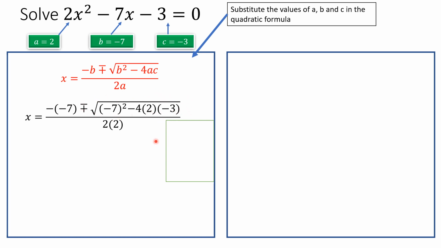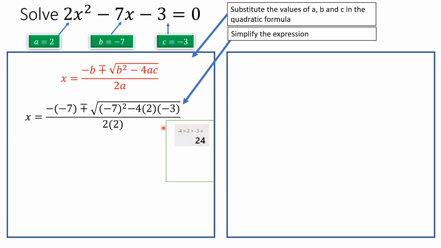Negative 7 squared is negative 7 times negative 7, which gives you positive 49. Negative 4 times 2 is a negative 8. Negative 8 times a negative 3 gives you positive 24. So we have 49 plus 24 inside the radical sign. Simplifying further, x is equal to 7 plus or minus the square root of 49 plus 24. Now 49 plus 24 gives you 73.